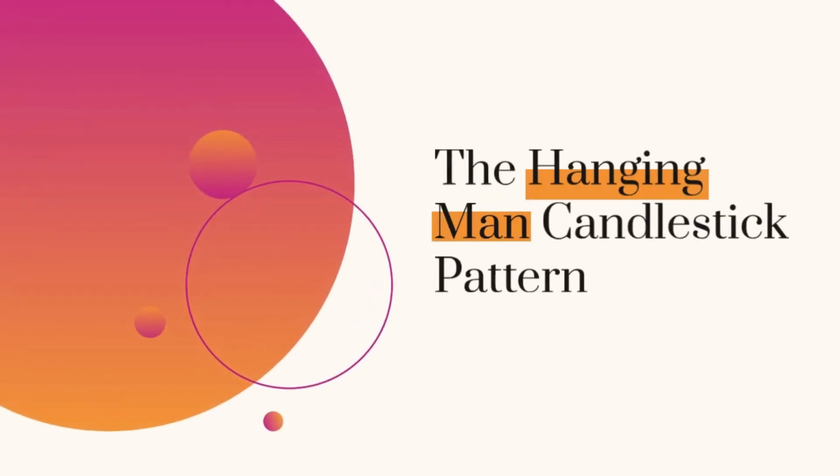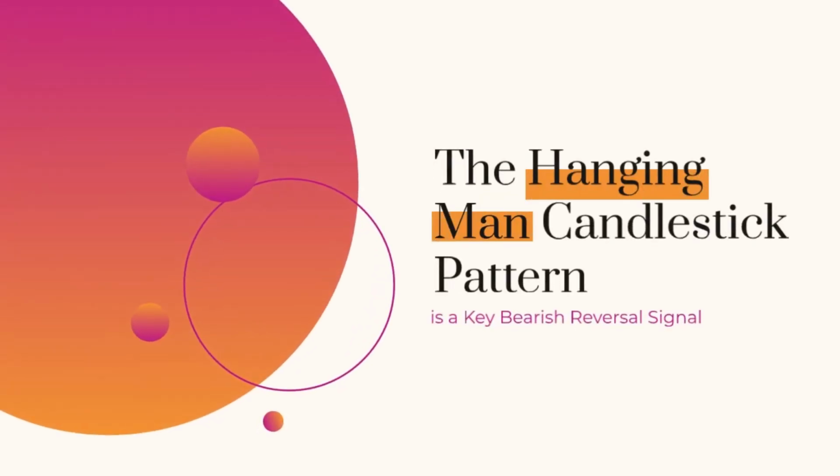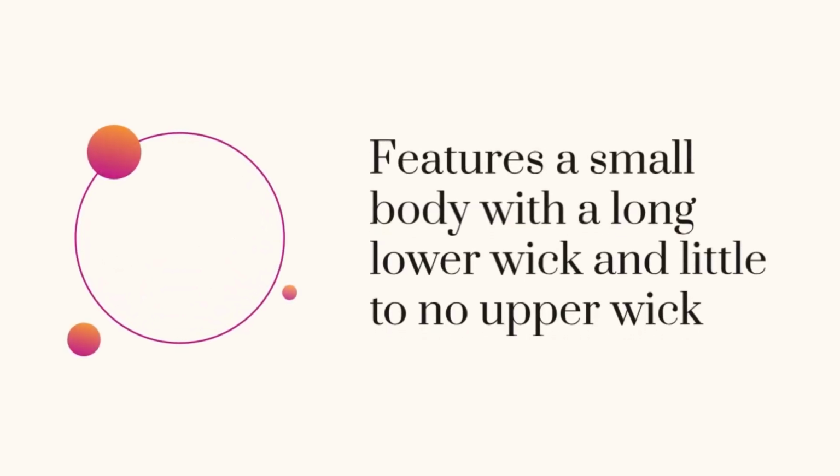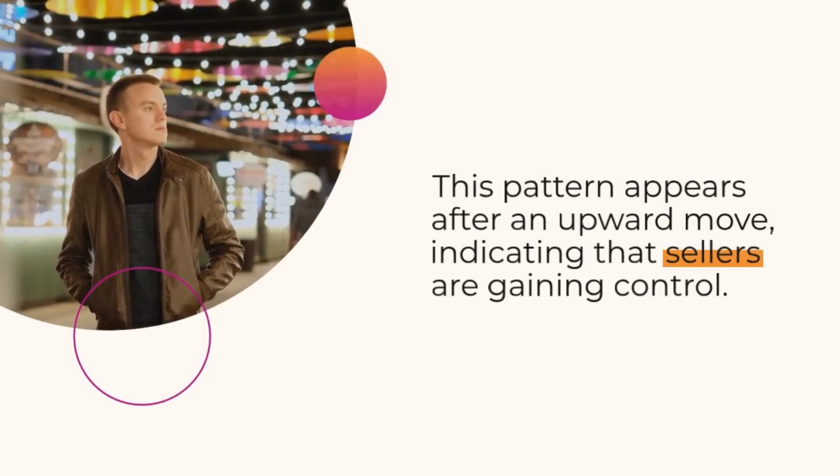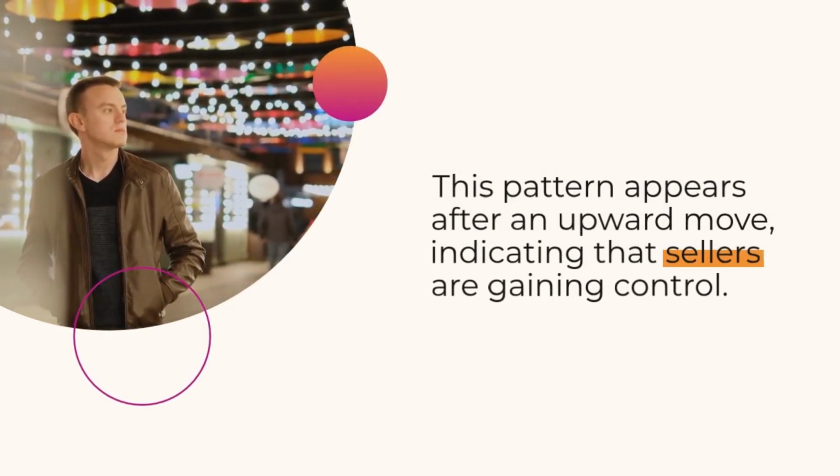The hanging man candlestick pattern is a key bearish reversal signal. It features a small body with a long lower wick and little to no upper wick. The color of the body is irrelevant. This pattern appears after an upward move, indicating that sellers are gaining control.